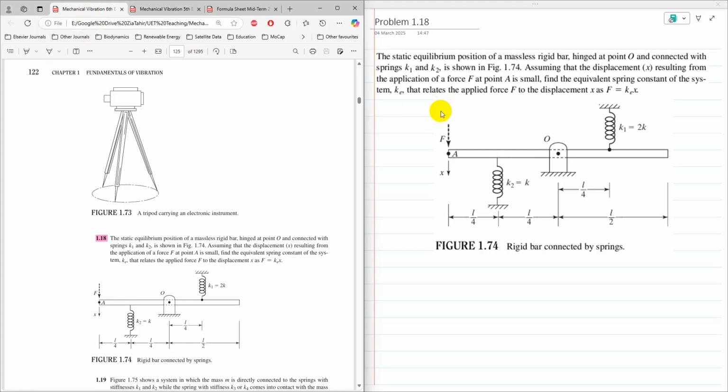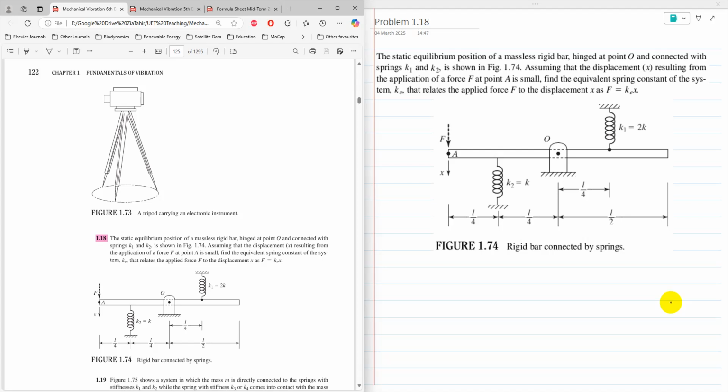So this is about finding equivalent spring stiffness. The static equilibrium position of a massless rigid bar hinged at point O, connected with springs K1 and K2, is shown in the figure. Assuming the displacement resulting from the application of force at point A is small, find the equivalent spring stiffness of the system, Ke, that relates the applied force to the displacement x as F equals Kx.